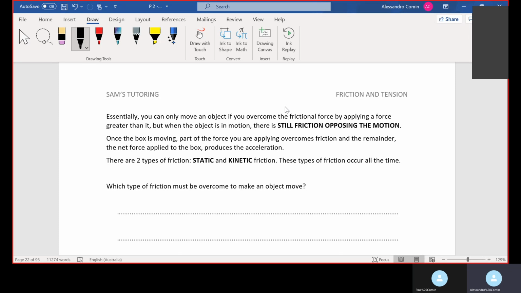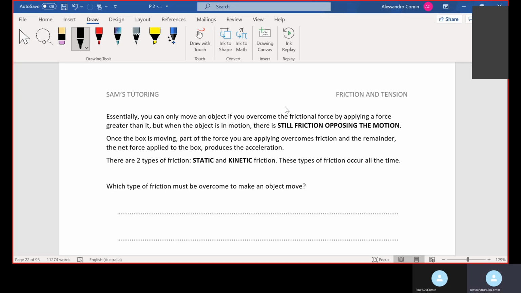But when the box is moving, there is still friction opposing it. Because in the case of a trolley, for example, if I were to push that trolley and just let go of it, the trolley would obviously slow down. So there's friction in order to push the object, and then there's also friction when you're pushing the object.